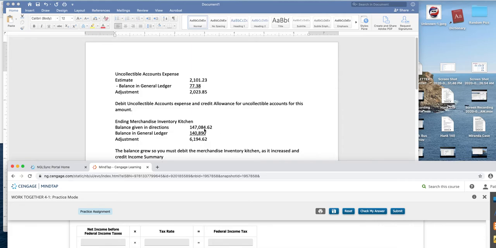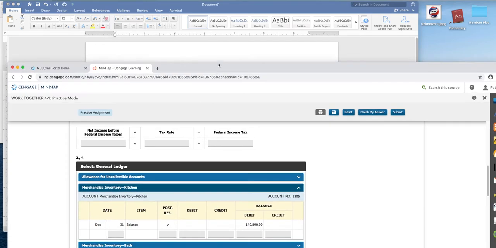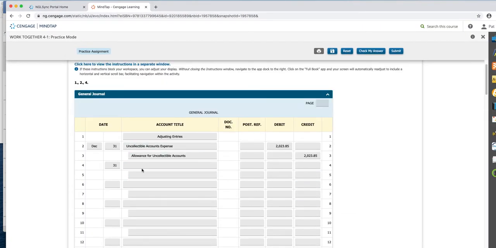The number given in instructions is the ending balance. This is what we had at the beginning. We make all these purchases and sales throughout the year, and we ended up with 147 left. I started with less, so we increase. We need to make an adjusting entry to show that increase. So we debit merchandise inventory kitchen, and credit income summary kitchen, for the $6,194.62.